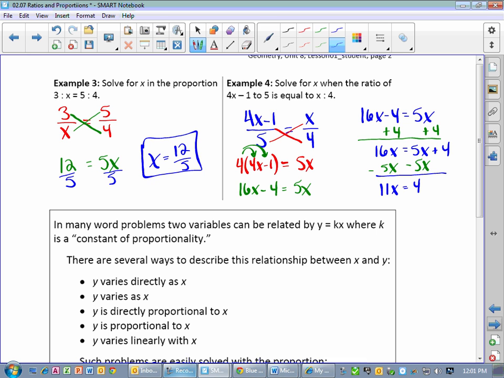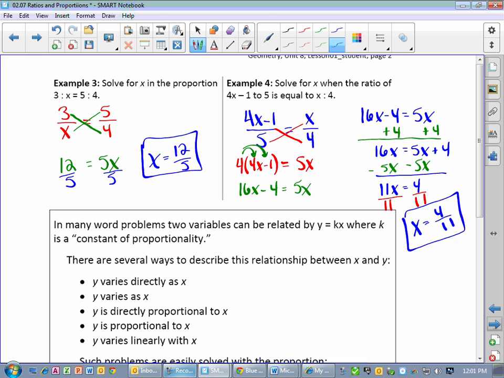And then what's the final step? Divide by the coefficient, divide by 11. And so we can say x is equal to 4 over 11, or 4 elevenths.